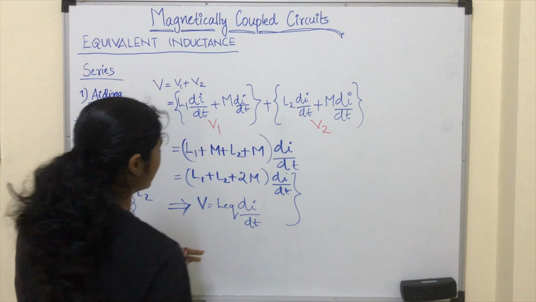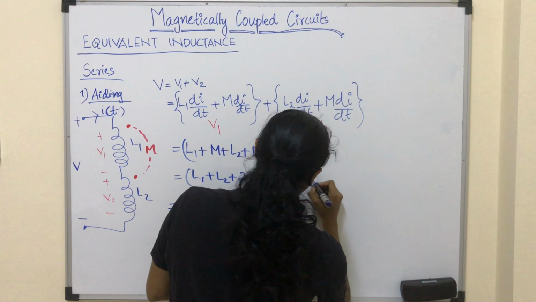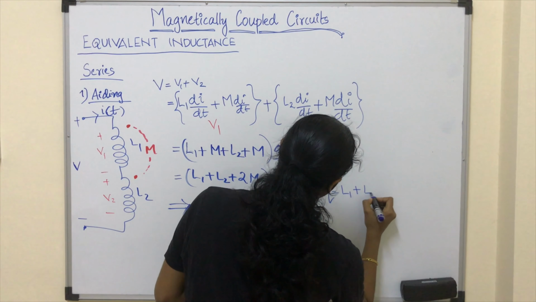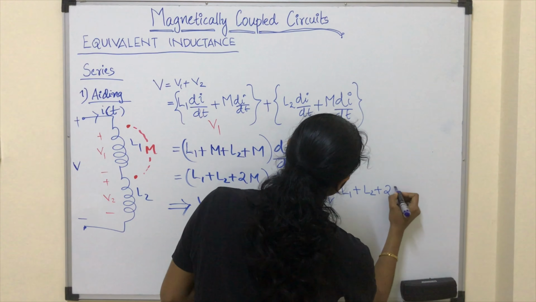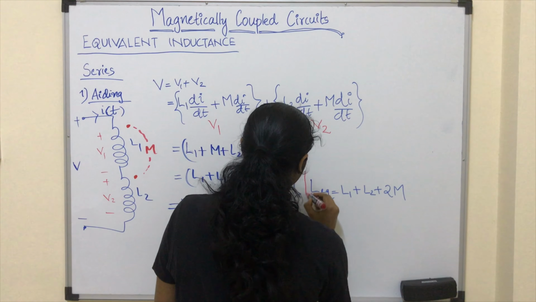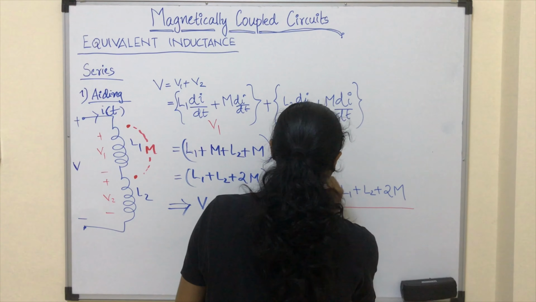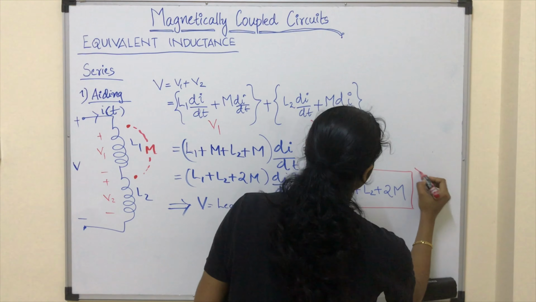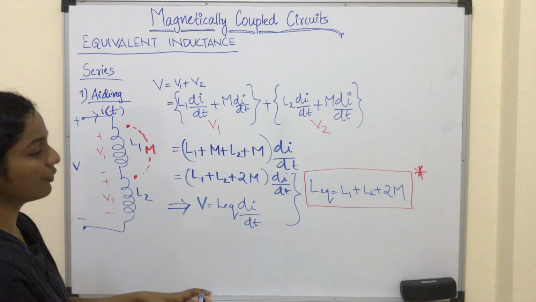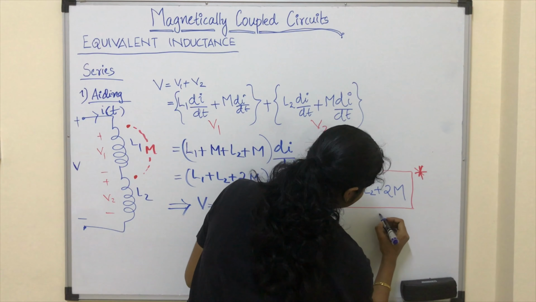Comparing these two equations, we get L equivalent as L1 plus L2 plus 2M for aiding connection. Equivalent inductance L equivalent is nothing but L1 plus L2 plus 2M for aiding connection.